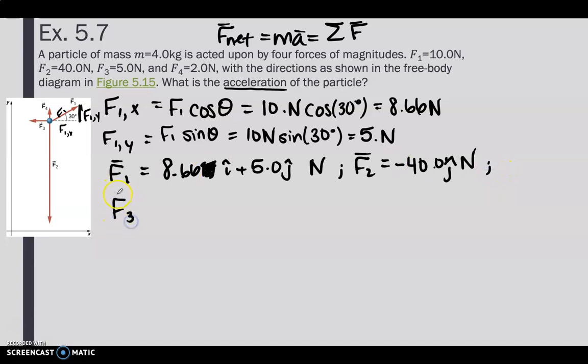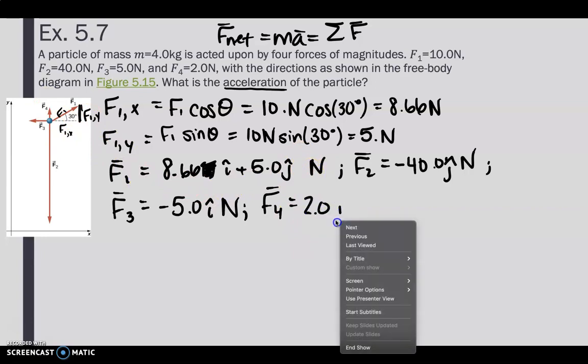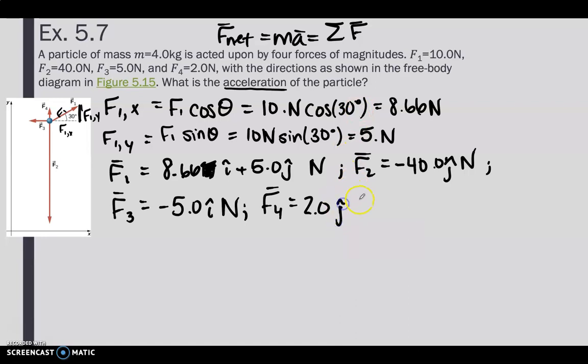All right, now to F3, it's going in the negative direction again. It's going in the negative x direction now, and its magnitude is 5 newtons. So I'm going to say 5 i hat. And for F4, it's in the positive y direction, so I'm going to say it's 2.0 j hat. All right, so that was the first step to figure out all of our directions and all of our components.